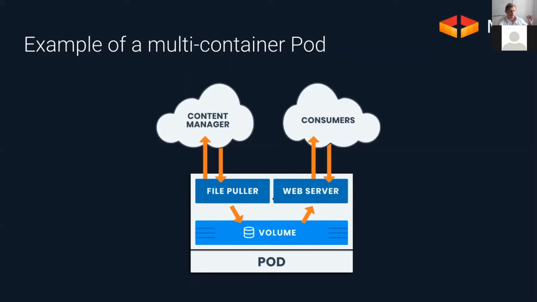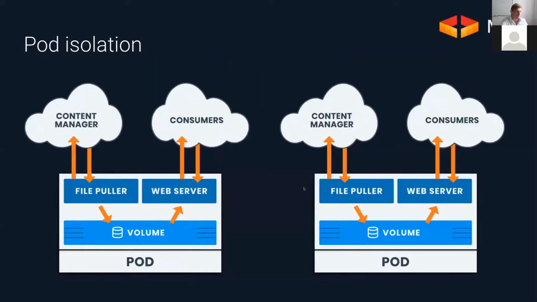Whatever the content manager puts into its own file system is immediately visible in the web server. The key part to know is that if we run several replicas of this configuration, these two can very easily communicate together. They will always be deployed on the same machine, sharing everything together. But to get them to communicate with other pods, it requires a bit more work. So they are like a basic execution unit of Kubernetes.